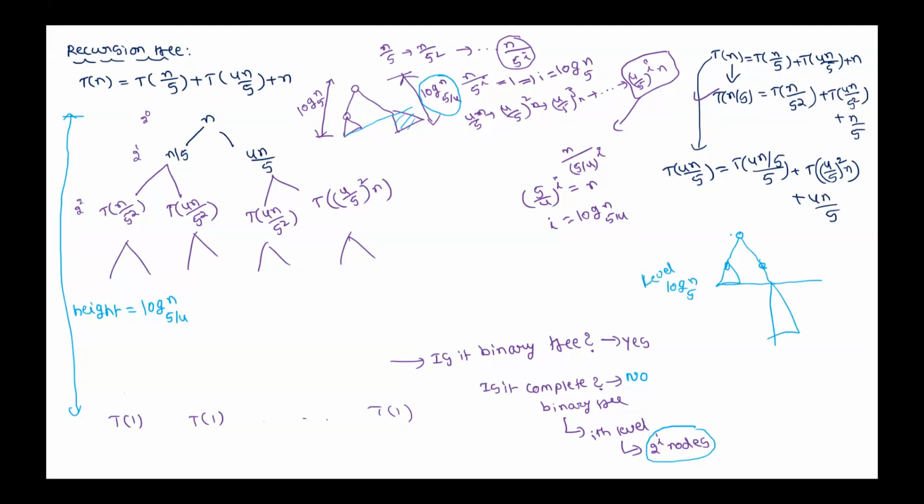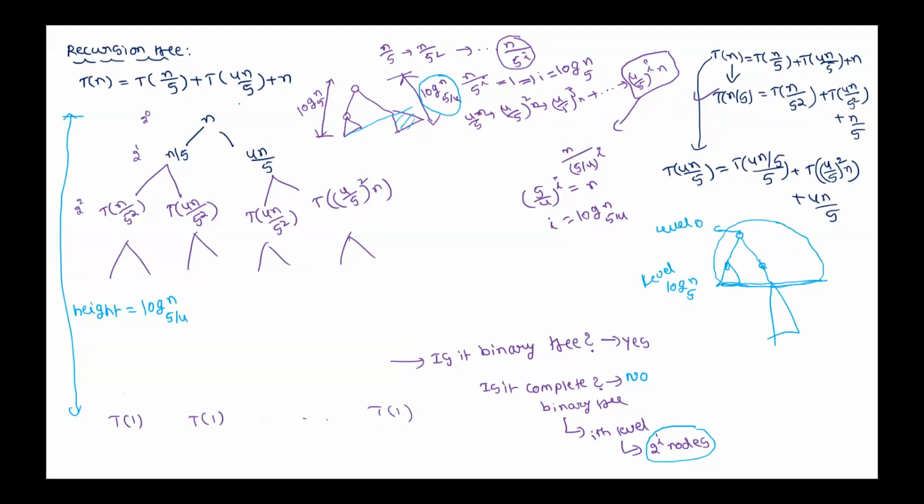Level number log n base 5. This is level 0. Now first, at least this is like a complete binary tree. Up to this part it looks like it is almost complete only. Yes, it is complete.